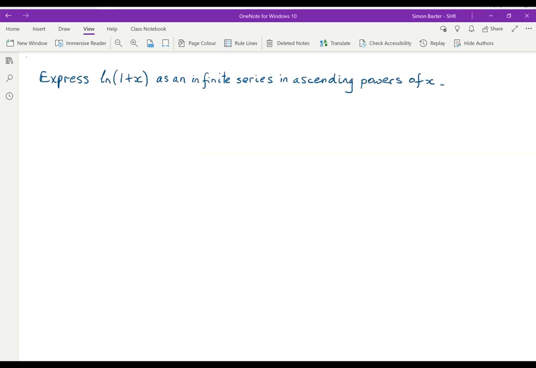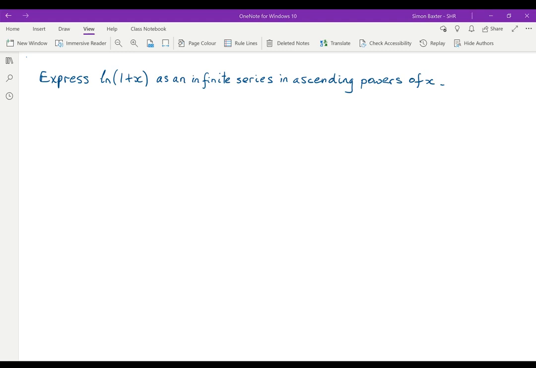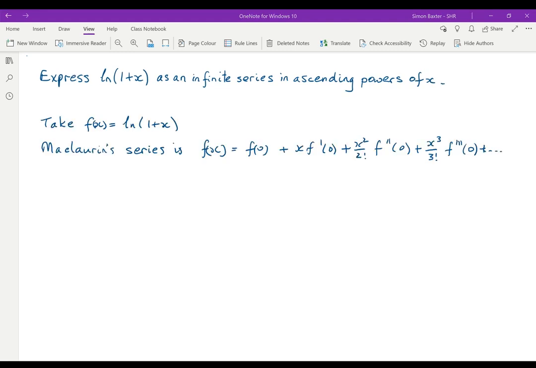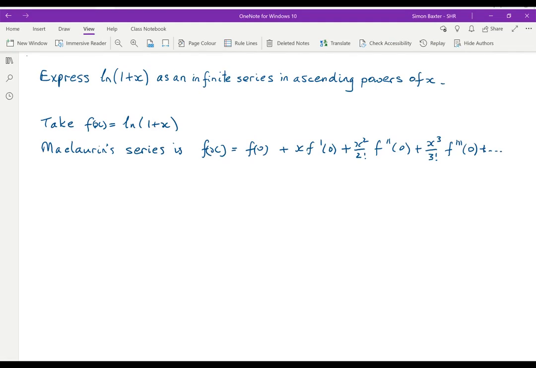Now let's look at a function that we haven't seen before. Express log 1 plus x as an infinite series in ascending powers of x. Well, we're going to use Maclaurin's series for this. So we take f of x as log 1 plus x. We're going to need f(0), f'(0), f''(0), etc. to fill in the gaps in the series.